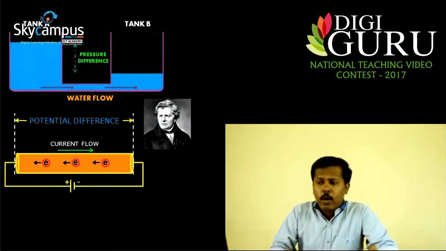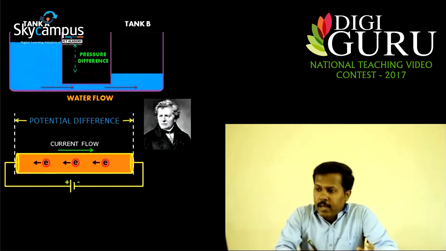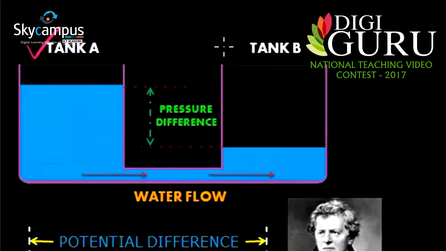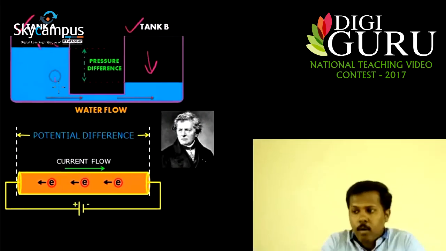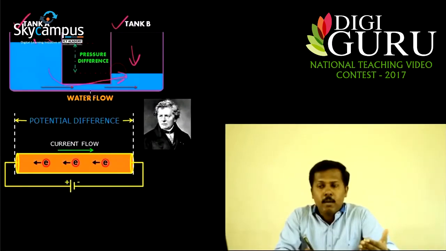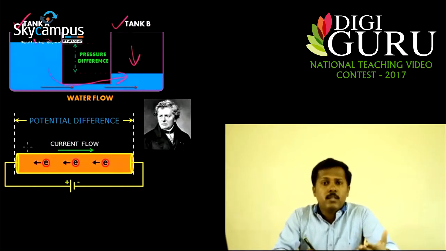Okay, now look at the picture on the screen. You can see that there are two tanks, tank A and tank B, connected using a pipe. You can also observe that the level of tank A is higher compared to the level of tank B. Since there is a pressure difference because of the level difference of the water, we can easily understand that the water will always flow from tank A to tank B through this pipe. A similar situation is present in electronic circuits also.